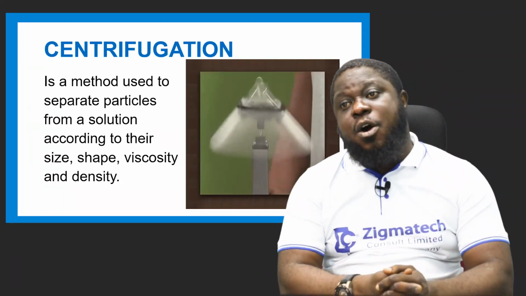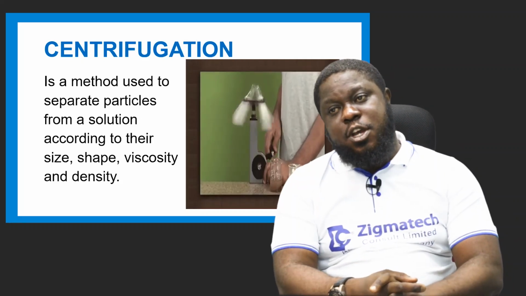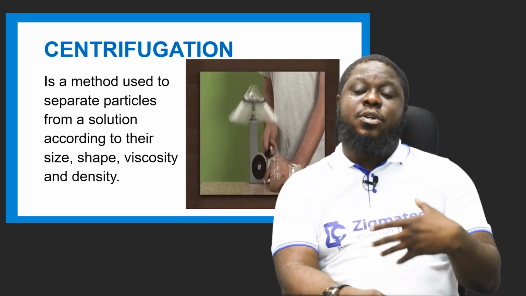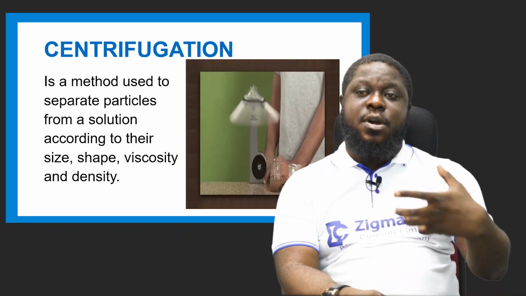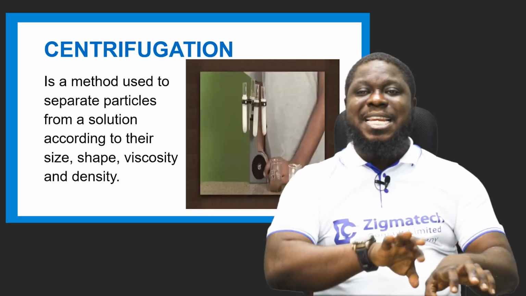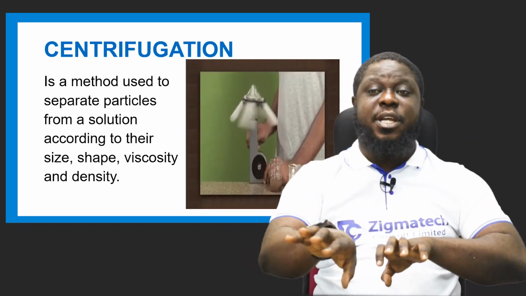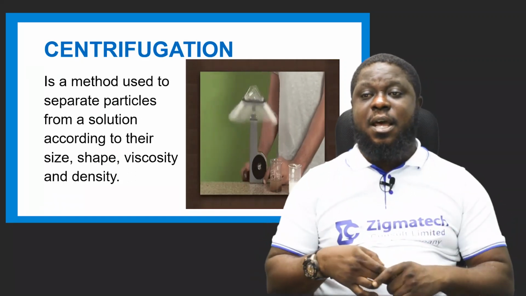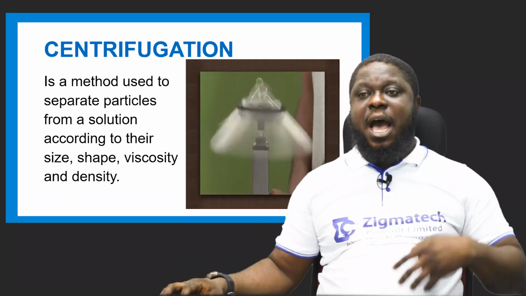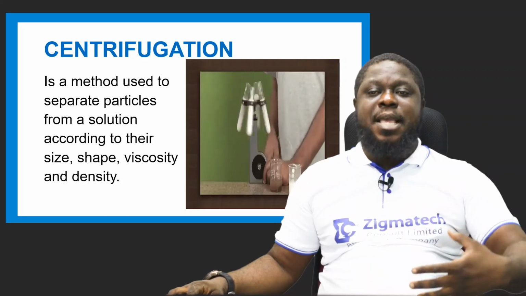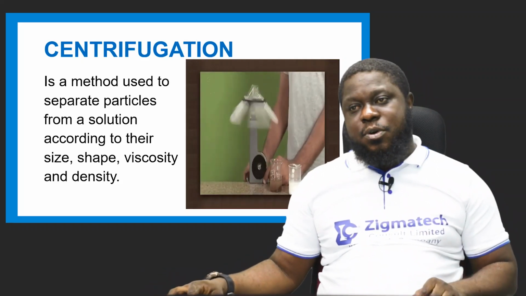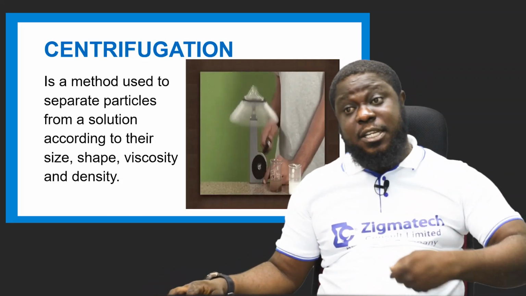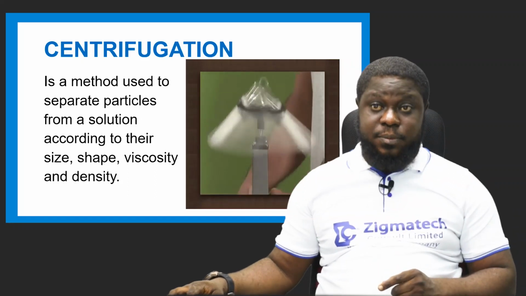Those bottles are called tubes. So as it's rotating the product, they are being separated in their different ways according to their shape, size, viscosity, and their weight, their density, how they occupy volume, how big they are in their shape. They are being separated as it's rotating this particular centrifuge.